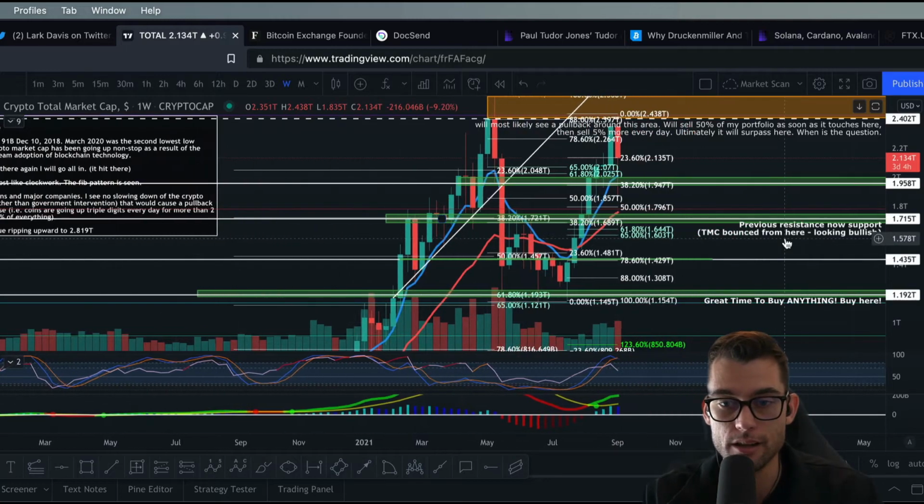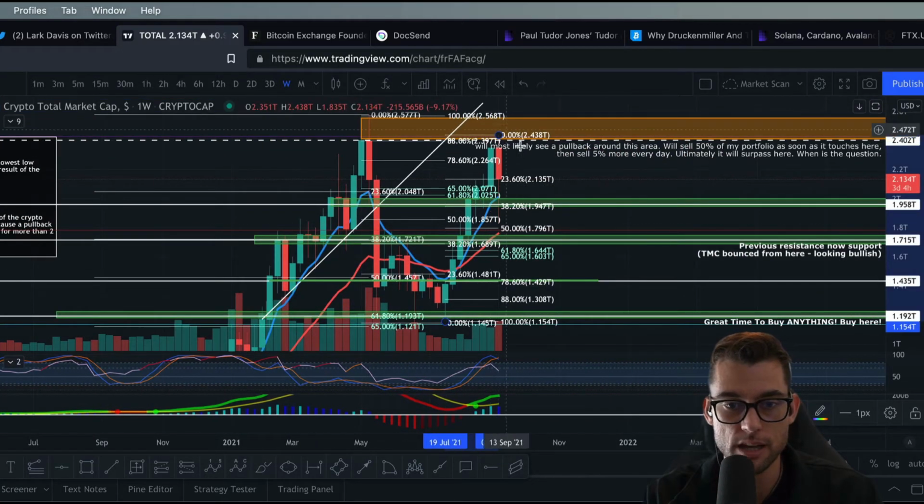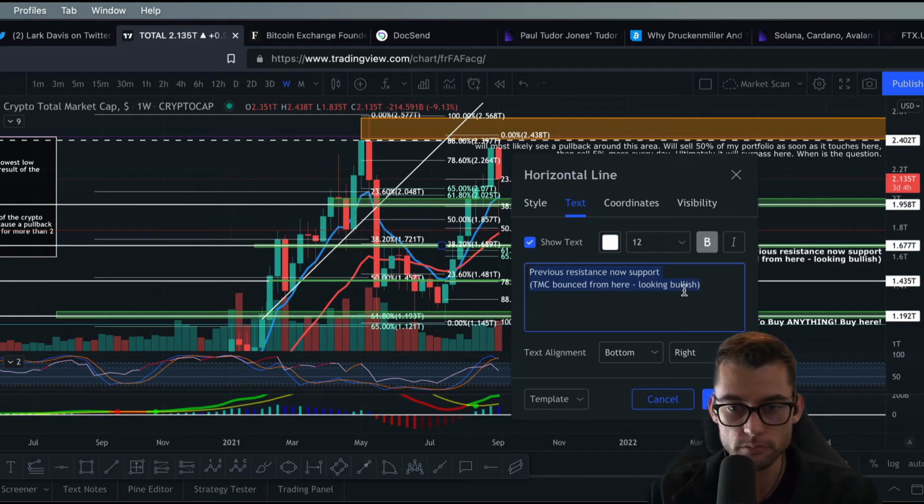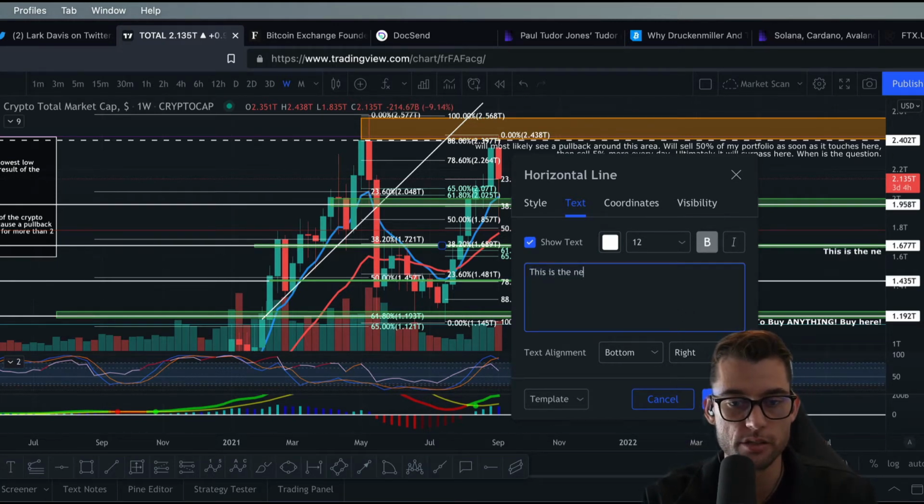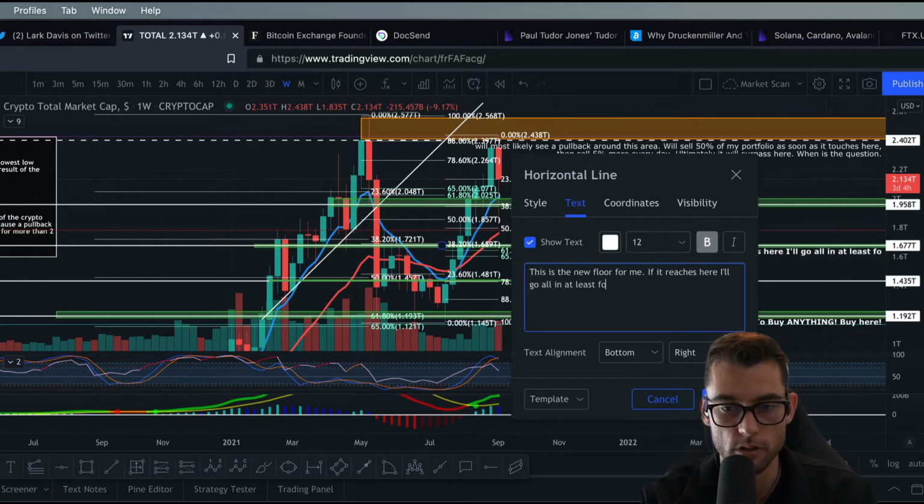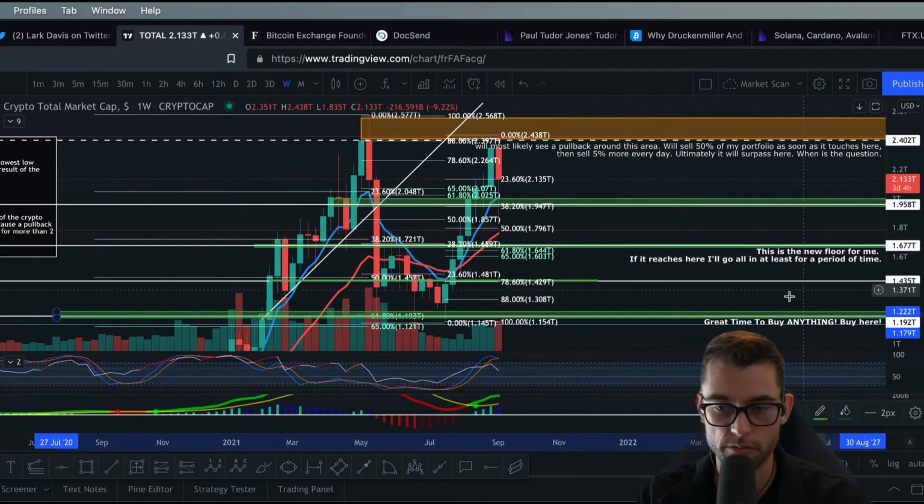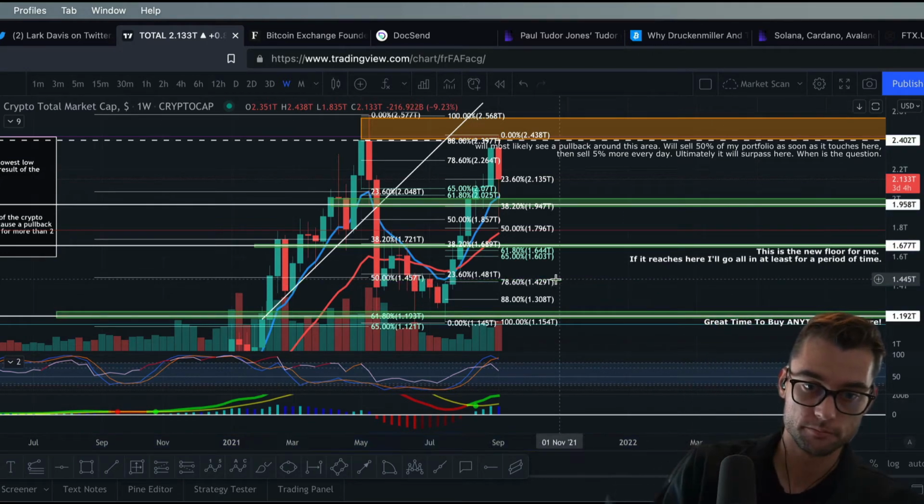So honestly, if we take the Fibonacci from the bottom to the top and we look for the 61.8, this is sort of the new floor for me. So I would want to be going all in. And yeah, I'll say this is the new floor. So the floor keeps on going up, right? As the price goes up, the floor goes up. So this is a new floor for me. If it reaches here, I'll go all in, at least for a period of time. Yeah, so I wrote that down, and let me make it a little bit more clear. So yeah, this is the new floor for me. I don't think it's going to reach 1.2 again, but we will see.